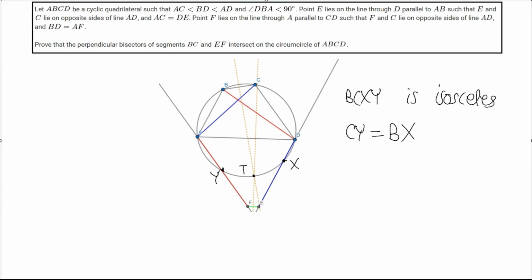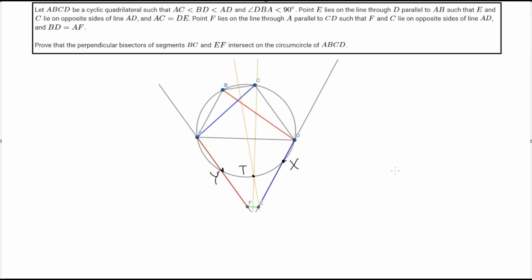In order to do this, one way is that we can relate them to a common length. In this case, since XB is parallel to AB, we know that BX is equal to AD. And since CY and AD are equal because AY and CD are parallel, that means that this is also equal to AD, and therefore these two are equal to the same quantity, which means that they are equal, and therefore BCXY is an isosceles trapezoid.